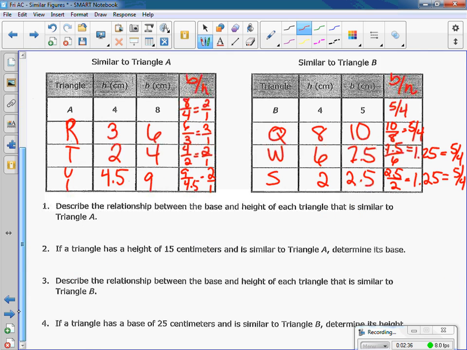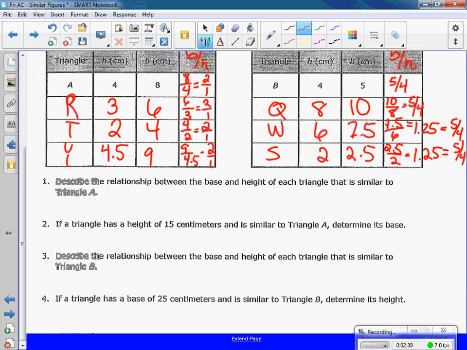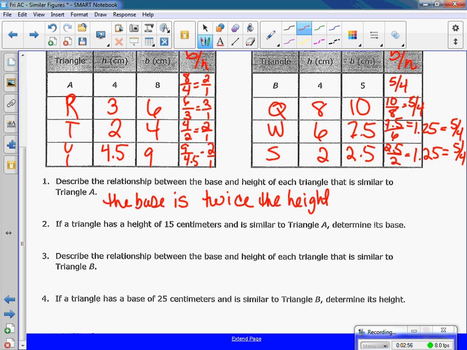So when we describe the relationship between the base and the height of each triangle similar to triangle A, the base is twice the height. That's what you should have come up with. That's why the ratio was 2 to 1. See, the base was twice the height. If a triangle has a height of 15 centimeters and is similar to triangle A, determine its base. Well, again, the height was the smaller value. The base was 2 times that. So 15 times 2 would give me 30 centimeters.